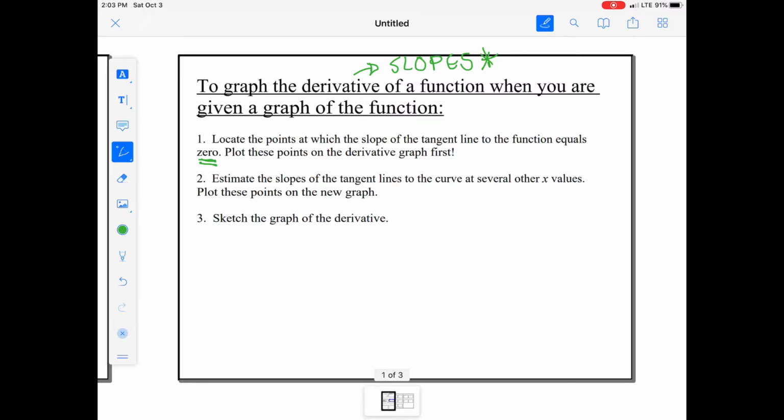And we'll do several examples. And then we just connect the dots and smooth that graph out. This will seem very strange initially, but then you will get the hang of it.